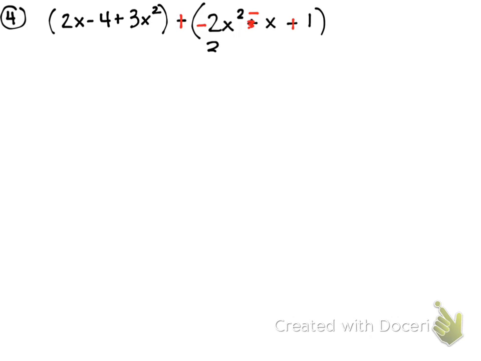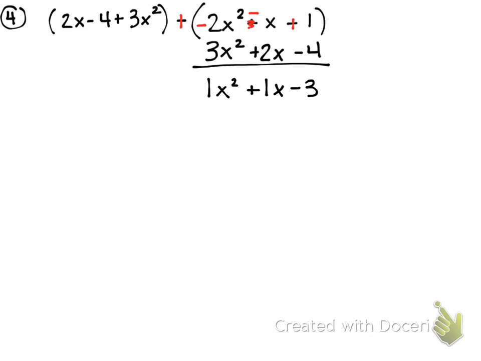So we're going to have positive 3x squared under negative 2x squared, positive 2x under negative x, and negative 4 under positive 1. So negative 2 plus 3 is 1x squared. Negative x plus 2 is 1x. And 1 minus 4 is negative 3. So that should have been your answer for number 4.